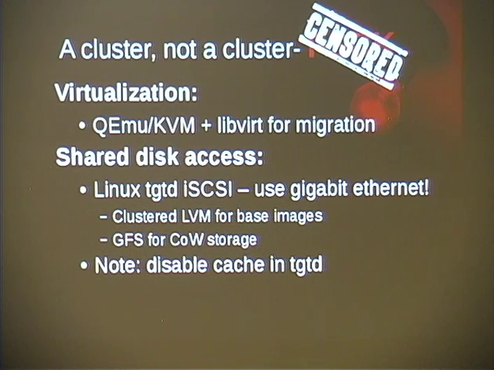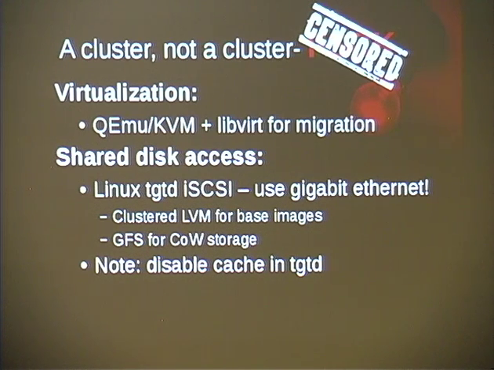Again, clustered LVM for putting the disk images in there, and GFS for the copy-on-write storage. GFS is Global File System. It's basically a block file system that you export as a disk image, and you can concurrently read and write to that file system. It's journaled between all the systems that are on it. When you create the file system, it's got a set number of journals on there, so you can only have that many systems reading and writing to it at the same time.